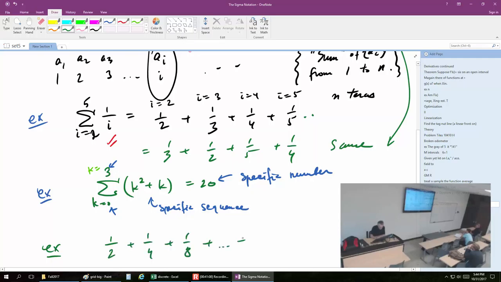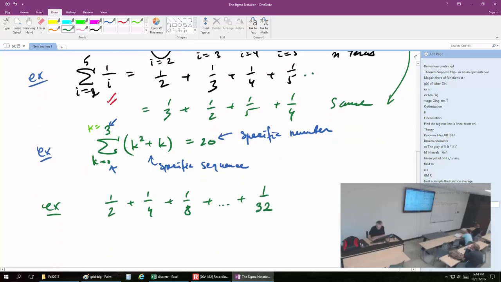It's not literally calculus. It's just a convenient tool. And you should be able to go back and forth from the regular notation with dot dot dot to the sigma notation and back. What I just showed you went from sigma notation to expanded notation without dots. But if I say write 1 over 2 plus 1 over 4 plus 1 over 8 plus 1 over 32, can you write this in the sigma notation?